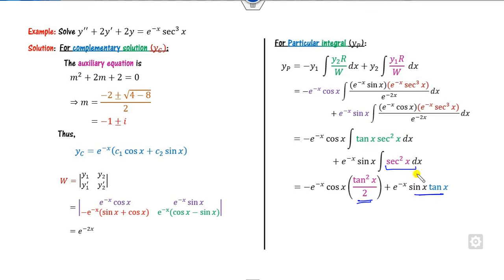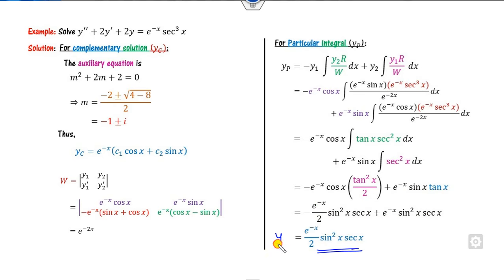That's nothing but, what is the integration of the secant square? Secant square is nothing but my tan x. So this is sine. Now you can simplify that, you will get here. You can take e raised to power minus x sine square as common, and after that you will get yp. So the general solution is yc plus yp, which is the right answer of this problem.